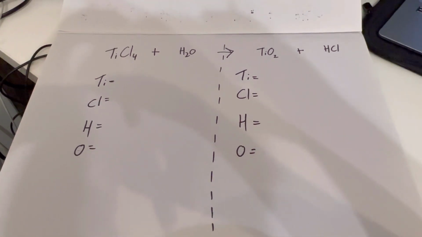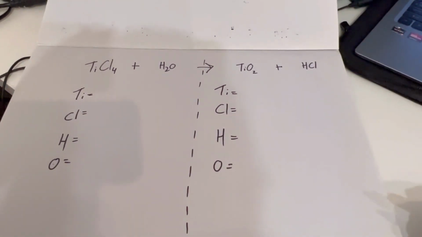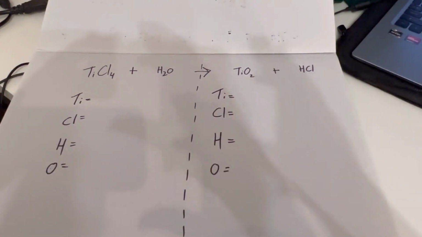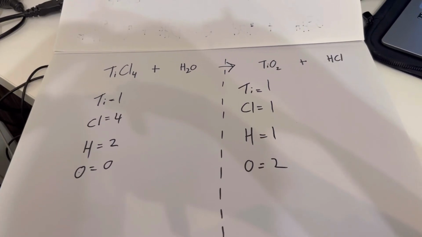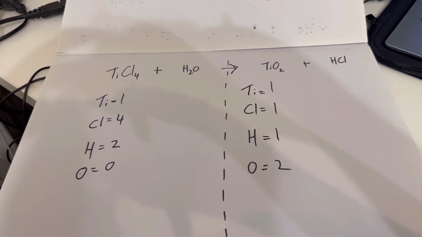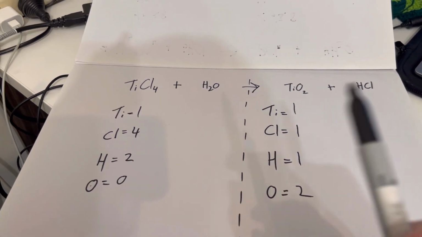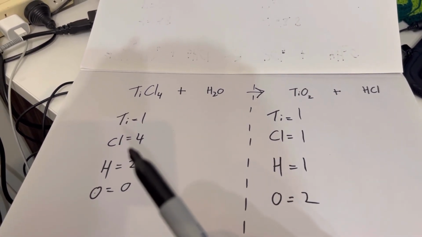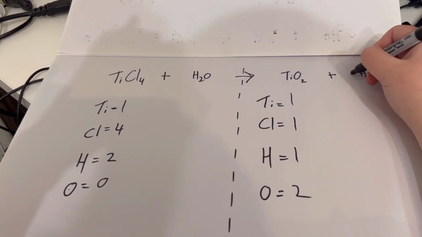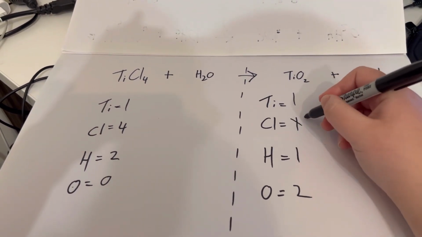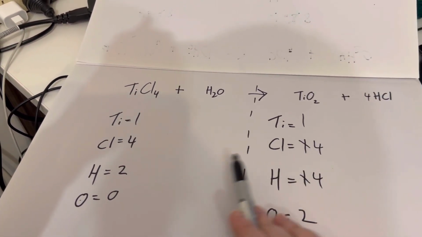Alright, last balancing exercise for the video. Draw this setup and write out how many of each element there are on either side of the equation. You should have this answer. Alright, now we're going to go through and balance it. The ones that are already balanced, we're going to leave alone. Cl, we have 4 on this side and 1 on this side. So, 4 in front of here, this becomes 4. Hydrogen also becomes 4. These two are balanced.